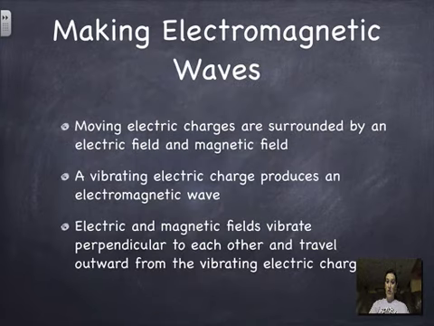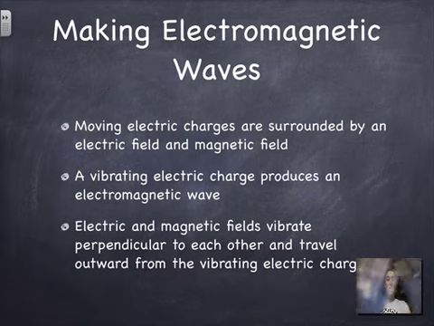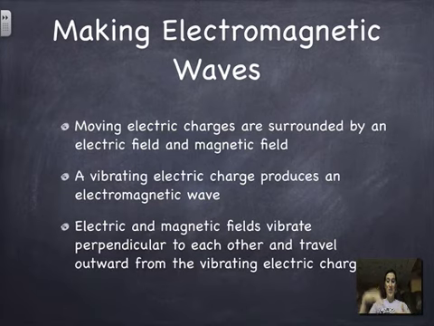Moving electric charges are surrounded by an electric field and a magnetic field. So when we have these electric charges moving, we have a field that's kind of wrapped around these waves. So it's not just powerful waves that are coming with the electromagnetic waves. It actually has like a force field that has been surrounding it.